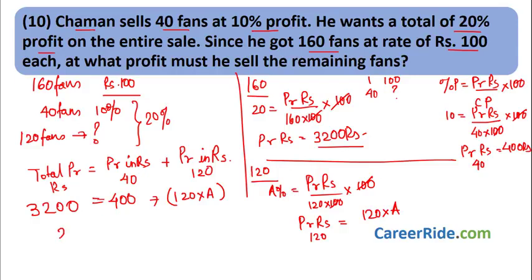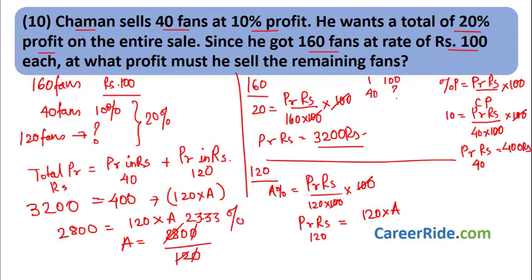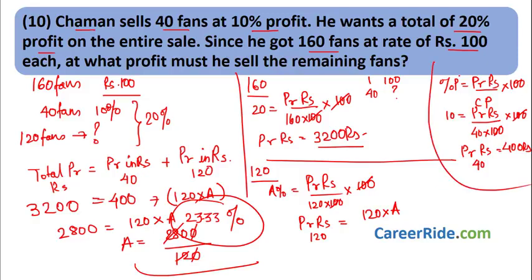Let's solve. What do we get? 2800 would be equal to 120 into A. A would be equal to 2800 upon 120. This gets cancelled. 12 2s are 24, 40. 12 3s are 36, 40. 23.333%. That means the rest of the fans have to be sold by Chaman at 23.33% profit. See how easy it was. There is nothing to this. Even if they twist the sum, it is the same formula and you should simply use common sense and logic and solve the sum. Moving on.